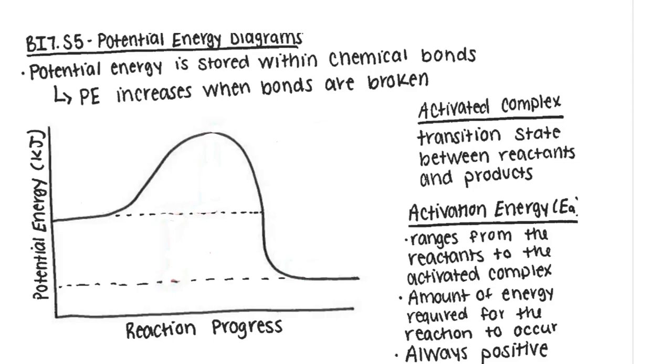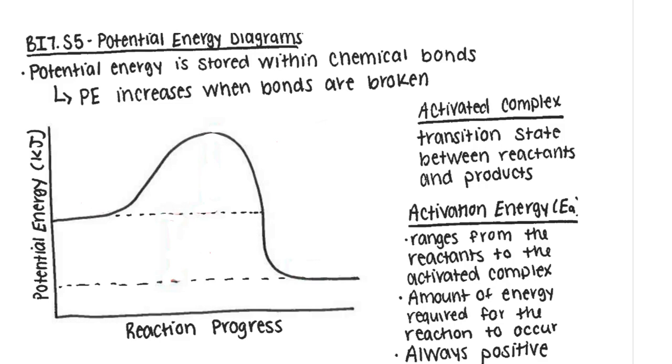Today we're going to go over Big Idea 7, Standard 5, which is potential energy diagrams. We talked a little bit about potential energy at the beginning of this unit. Potential energy is stored energy, and potential energy is going to be stored within chemical bonds.